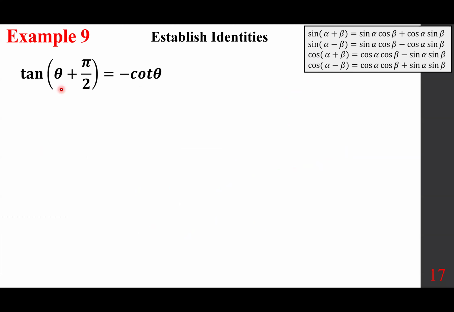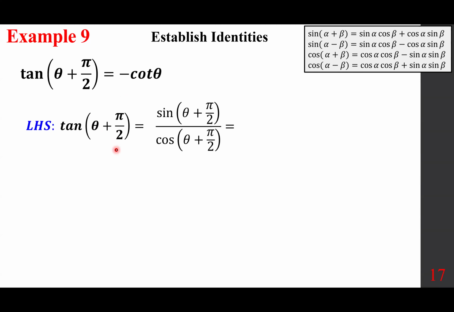Tan of theta plus pi over 2 is negative cotangent theta. We start with the left-hand side. It's more complicated again. LHS, the left-hand side. Tan of alpha plus beta, in essence, or we can write sine over cosine. We can go either way. So if we go with the sine over cosine, that means sine of theta plus pi over 2 over cosine of theta plus pi over 2.